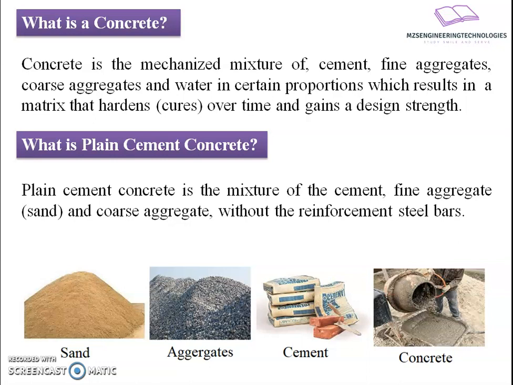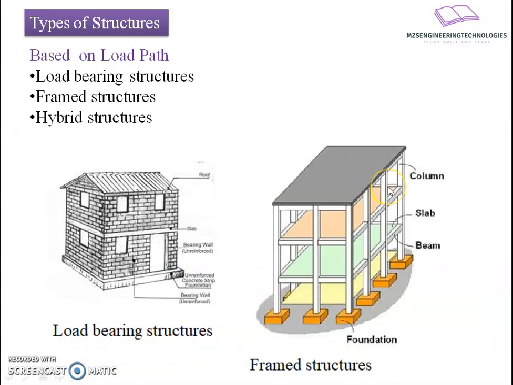That's why we can say it gains the strength over the time. What is a plain cement concrete? Plain cement concrete is a mixture of cement, fine aggregate, and coarse aggregate without the reinforcing steel bars. So in absence of the tensile carrying elements, we call the concrete a plain cement concrete.